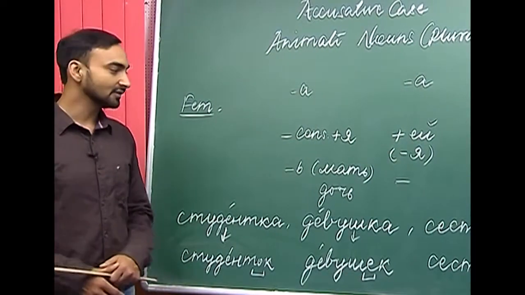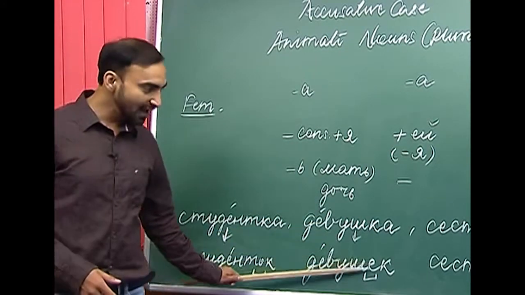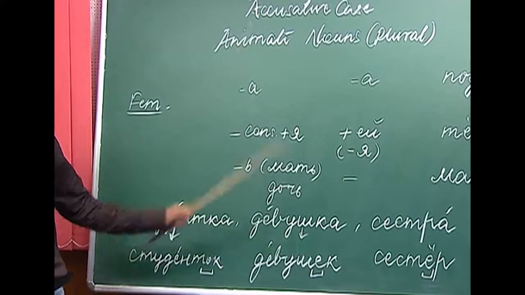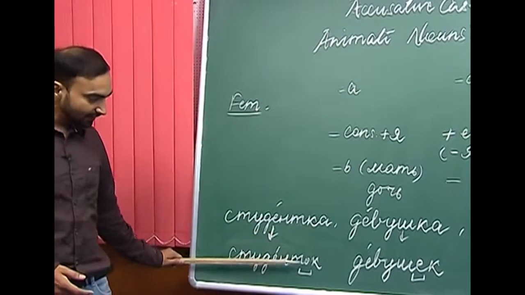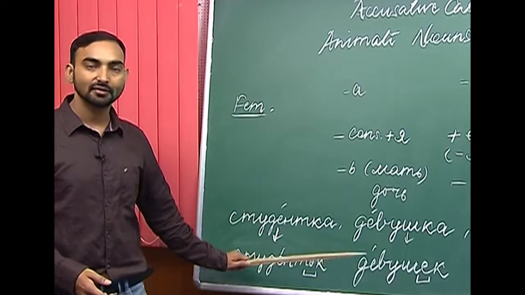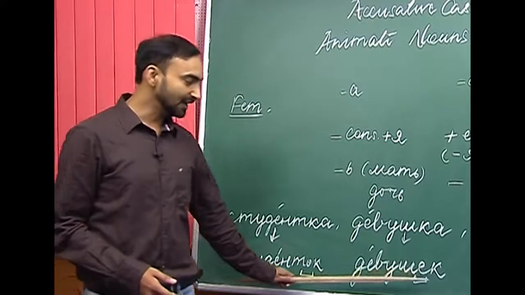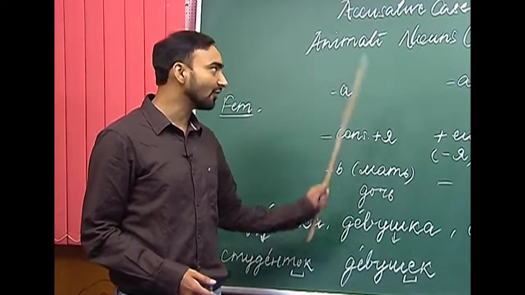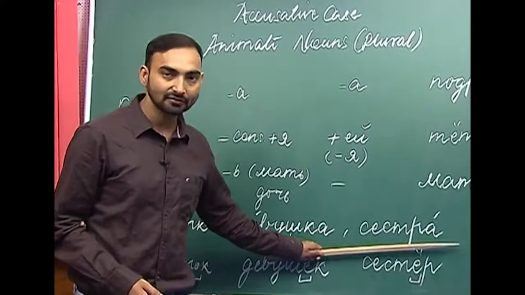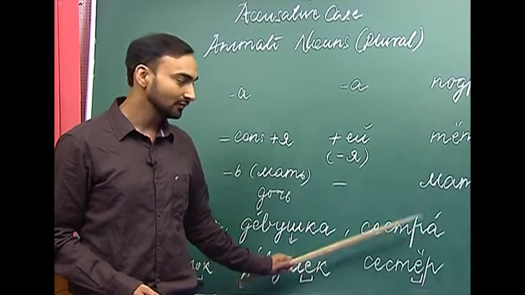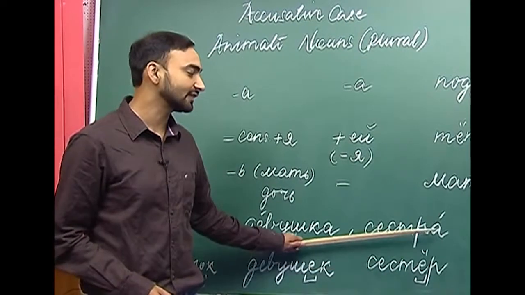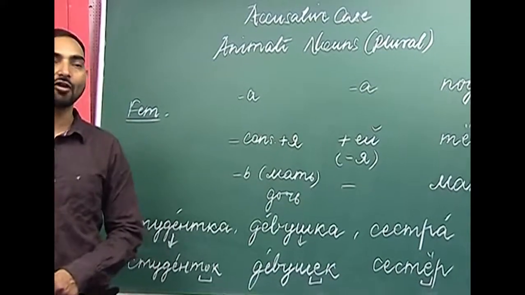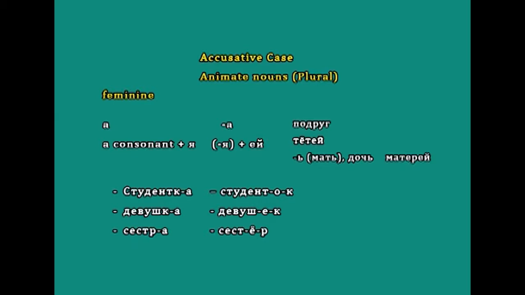So, to make it easy to pronounce, we insert either o or ye or yo. These are the vowels which are inserted between the last and the penultimate consonant to make its accusative case form. Studentka, we are inserting the vowel o. So, we get studentak. Now it is easy to pronounce studentak. Similarly, we are inserting the vowel ye, which is a soft vowel, and we get dievushek. This is the accusative case plural form of dievushka. The next is sistra. Here we are inserting the vowel yo, and that is how we get the accusative case form of this noun sistra. Sistior. So, studentak, dievushek and sistior are the accusative case forms of the nouns studentka, dievushka and sistra.